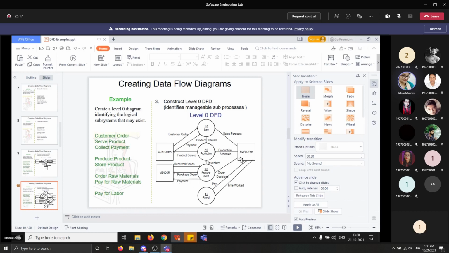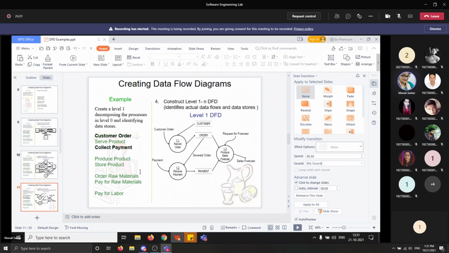Now, the employee is giving the order decisions to the procurement, and procurement is giving back the production details to the inventory through this arrow. From procurement it is moving to the production. And there is another one, payroll. Payroll is showing the pay details to the employee, and also the time worked. The employee is giving the amount of time worked to the payroll for giving the payment. So in this way, the level 0 DFD is working.